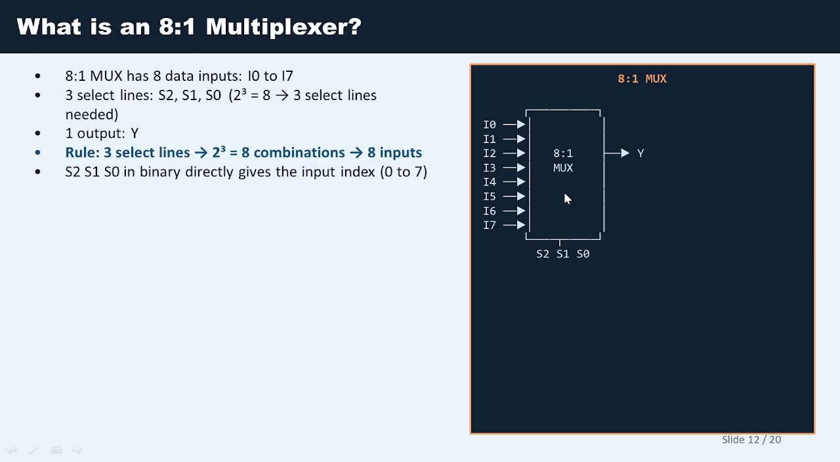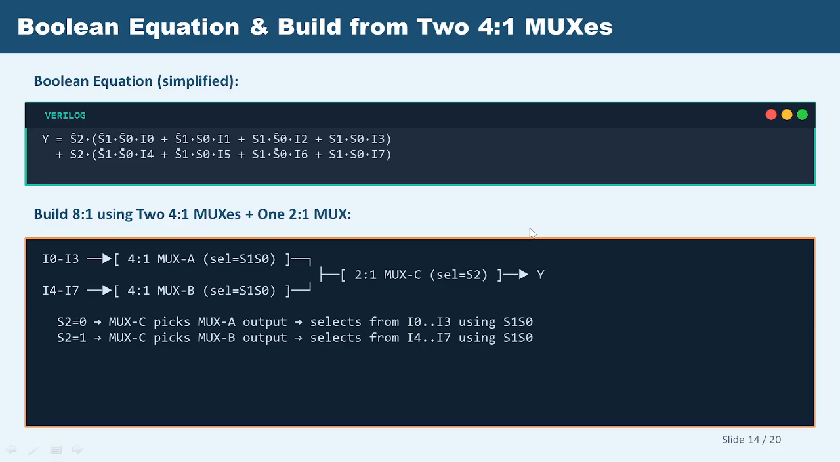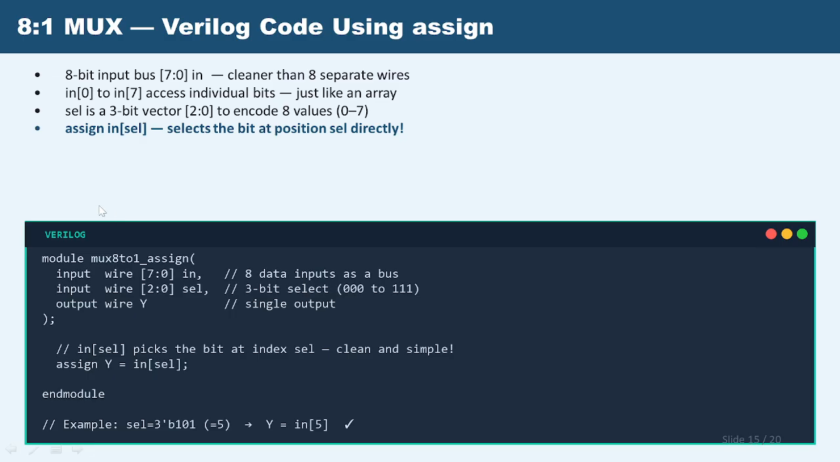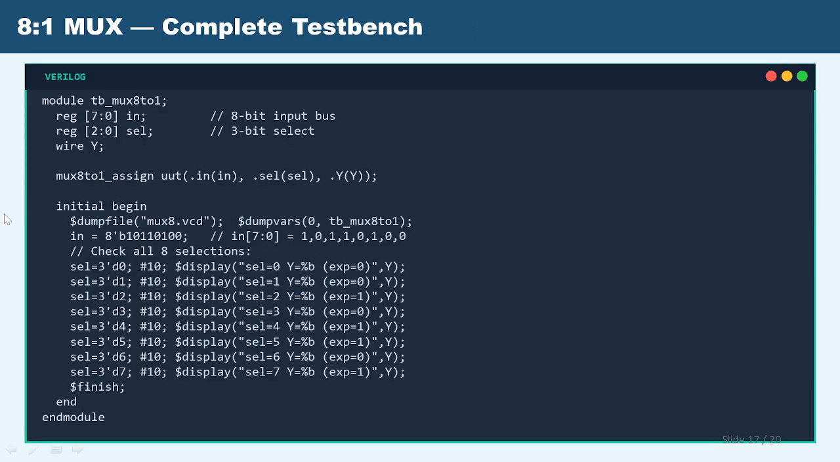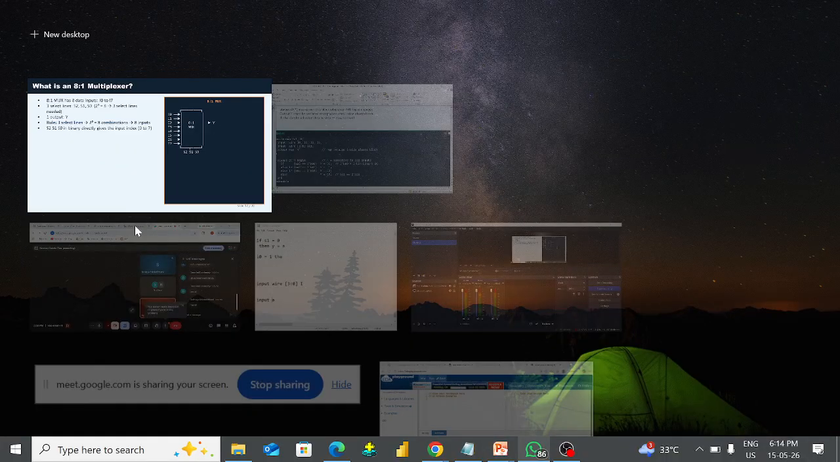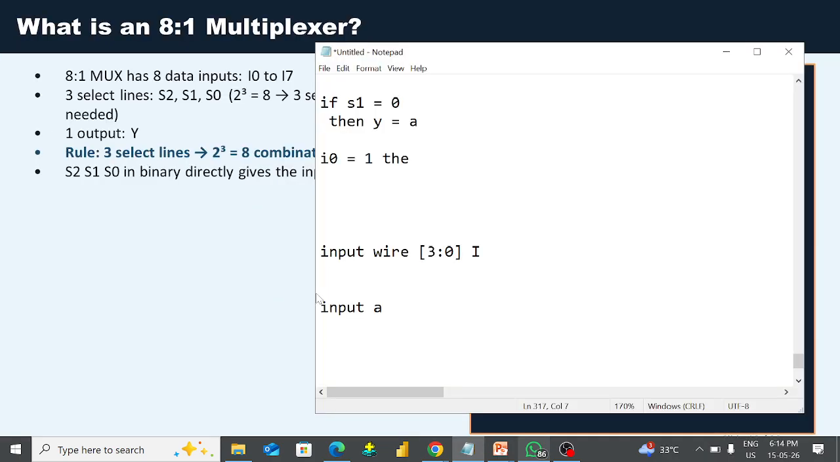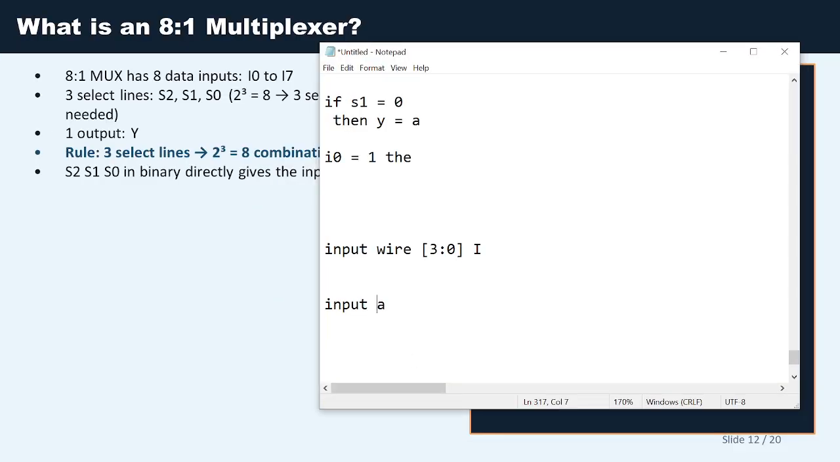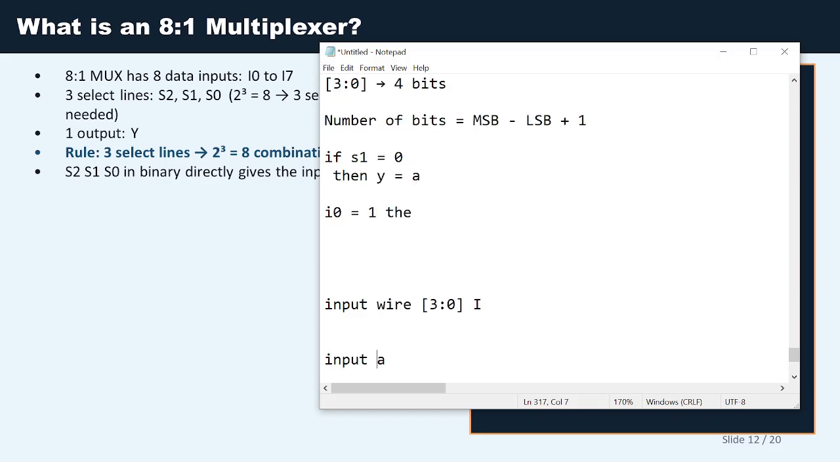Look here, 8 is to 1 mux means 8 inputs and 1 output. So what will become 2 power n, and how many select lines are there? How does this 8 occur? How to get this 8? Yesterday I mentioned something like this, right?